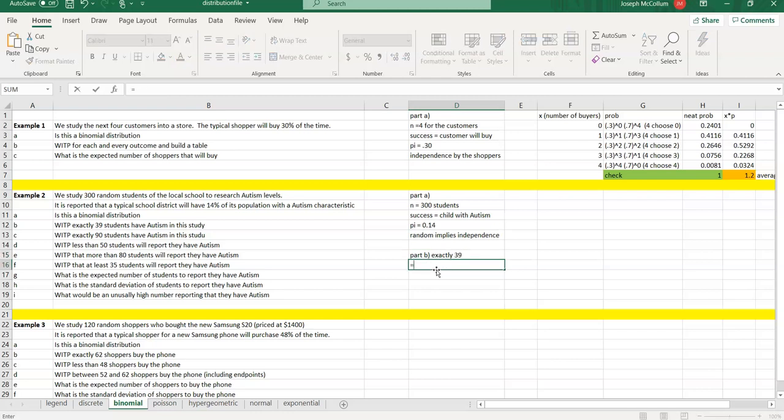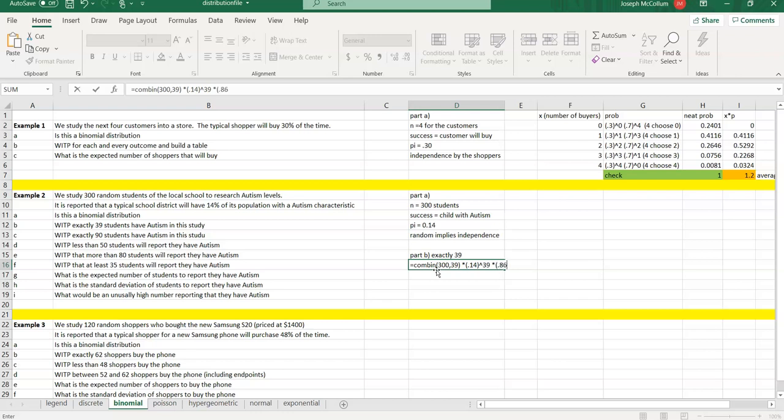So here's the thing. I'm thinking about the fact that I am in a combination. Total number, there's 300 of them, and I'm choosing 39 to have it. Which 39? Don't know, don't care. Combination will give me all the patterns of that. Now we're going to multiply by, let's think about this now, the probability of success, which is 14%. How many do we want with the characteristic in this case? 39. Got it.